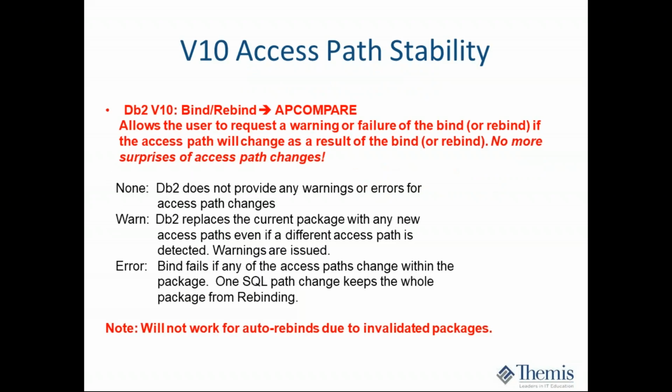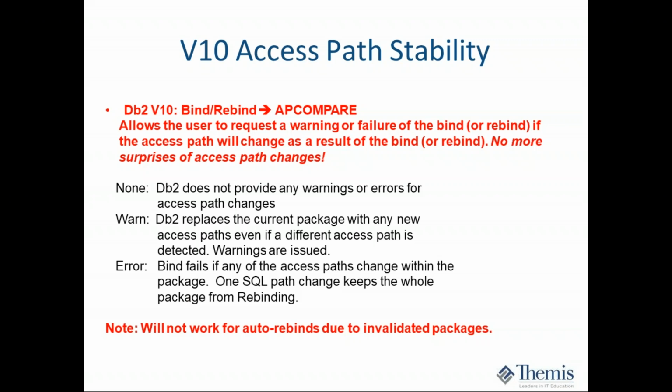This is awesome. Access path stability. I'm going to roll through this real quick. AP compare. I think this should be a part of any package getting moved into production. We want to compare the bind and the package optimization going into production to what it was before. And if there's a change, I want to be warned. Or we can make it so I get an error and it doesn't go to production because there is an optimization change. We don't want things to go into production and all of a sudden start running worse. And sometimes a new optimization path will do that.